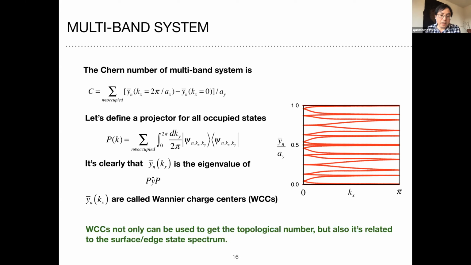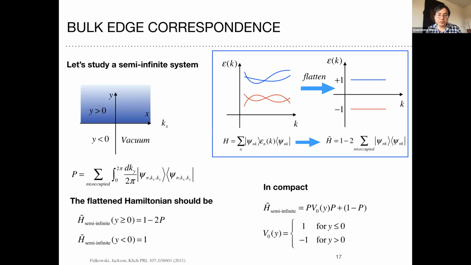This is very clear. And if we plot the centers for all the bands together, this is called Wannier charge centers. For example, at each k point, we have 1, 2, 3, 4, 5, 6, we have a lot of bands. For example, here we have 16 bands, so we have 16 Wannier charge centers. The Wannier charge center can not only be used to get the topological number, but it's also related to the surface or edge states spectrum.